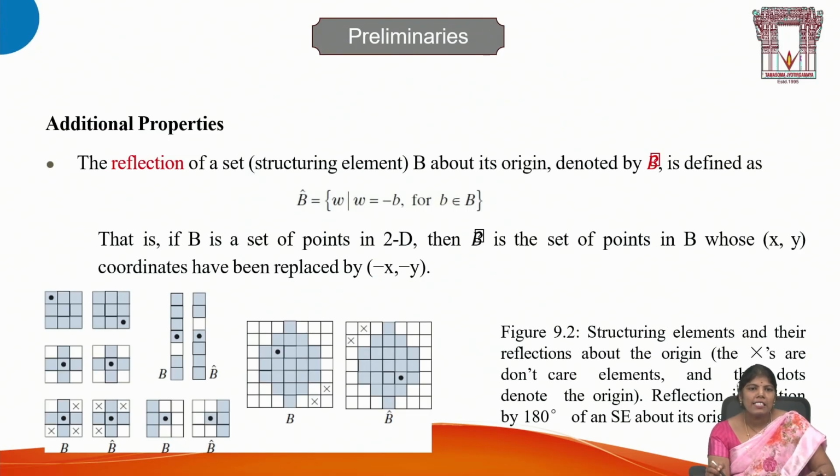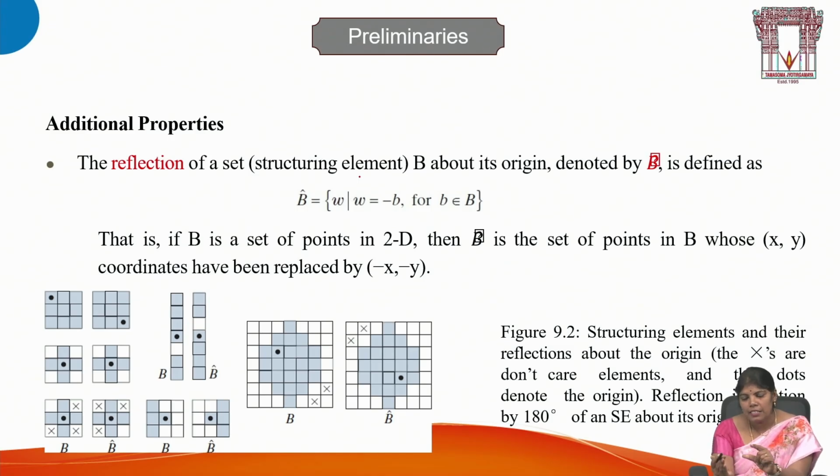So we also have additional properties. Additional properties here is a reflection. Reflection of the set. So here is a reflection of a set B about its origin, which is denoted by B cap, so B cap is equal to B hat. We can call it B hat. Okay, what does that mean? The structuring element has its origin. Simply we are reflecting, meaning we are multiplying the elements with the minus, so that it will simply be reflected.